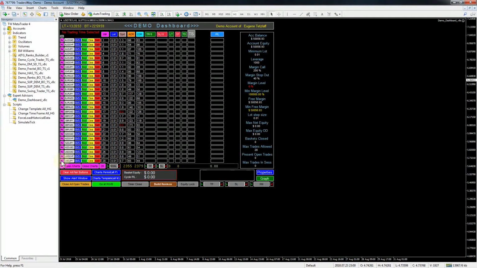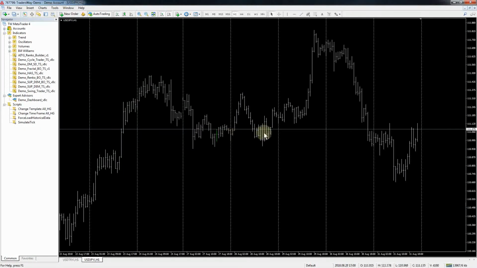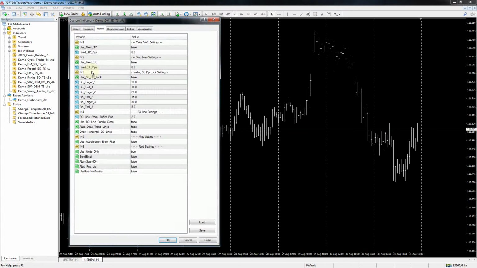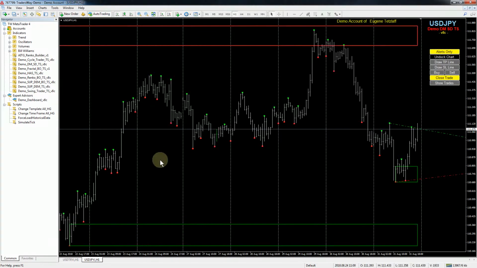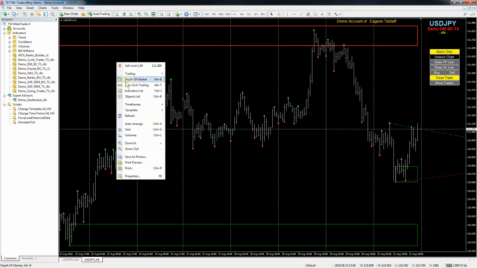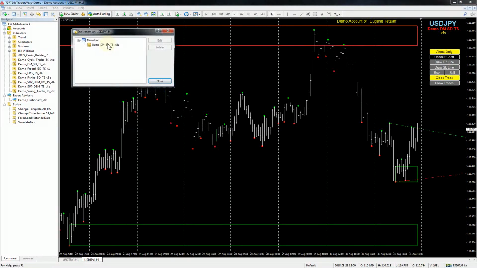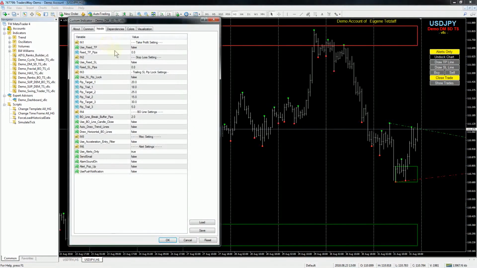We can pick the dollar yen here. Here's just a blank 1 hour chart, and we'll dump this on there. And these are the basic settings for now. We'll just click OK so we can see what it looks like. Okay, now I'll open up the settings again so we can talk a little about them.